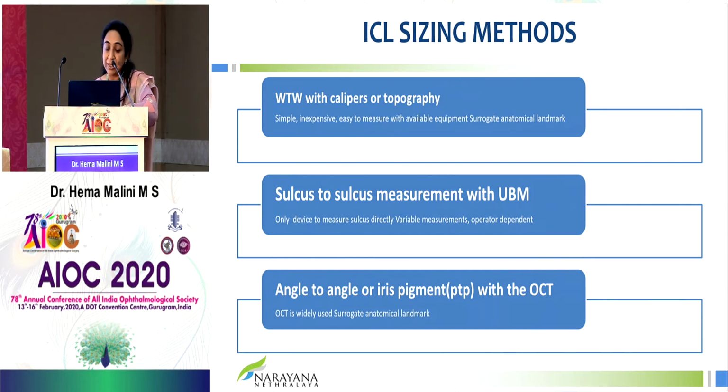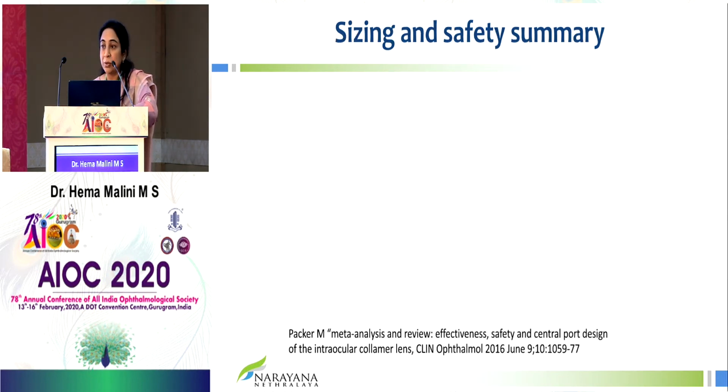Sulcus to sulcus gives us direct measurements. Angle to angle, once again, is easy to obtain values, but this is also a surrogate anatomical landmark.